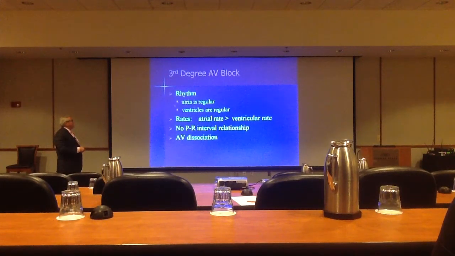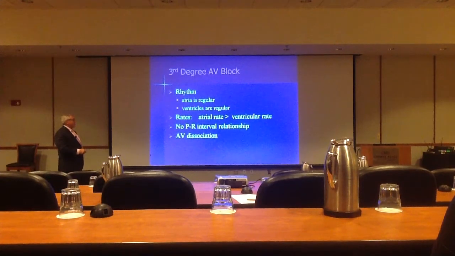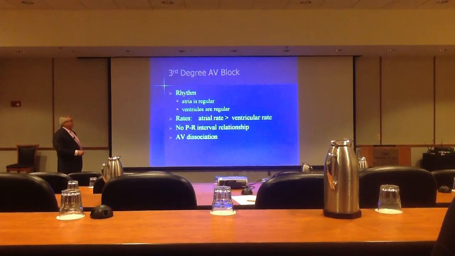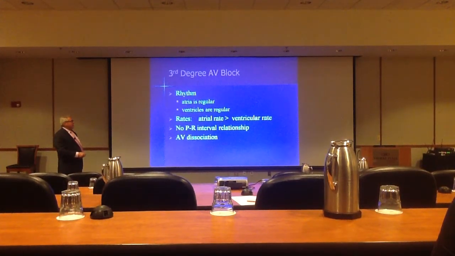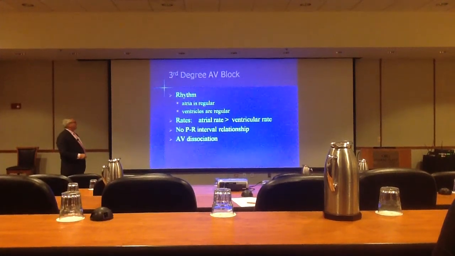So the rhythm from the atria is very regular, the rhythm from the ventricles is very regular, but the atrial rate is always going to be faster than the ventricular rate. There is no such thing as a PR interval, and when you put all that together, it's called AV dissociation, meaning what happens in the atria has no influence on what happens in the ventricle.